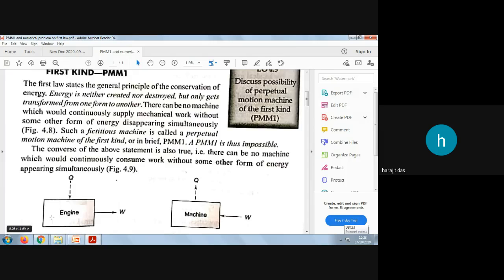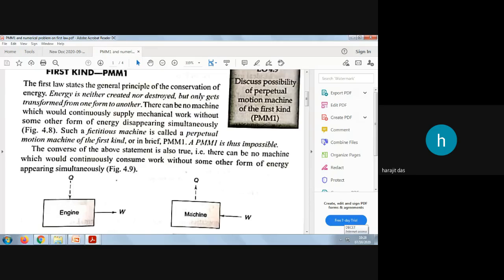So these machines are imaginary machines. You cannot get the sole effect as work without the expenditure of any other form of energy, that is heat. That is why some energy should be given to the system, then only will work be obtained as an output. Such a fictitious machine is called a perpetual motion machine of the first kind, or in brief PMM1.